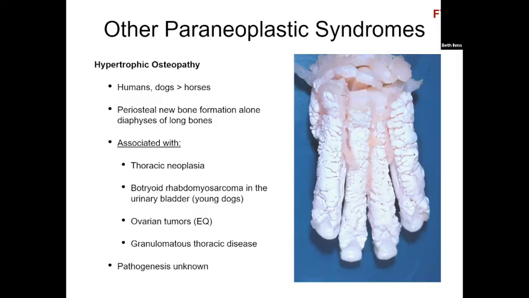Pathogenesis of this, no clue. I would love to do a PhD on this topic. I would love to know what causes this. It is associated with malignant disease in the chest, or severe granulomatous inflammation in the chest, but also random things like ovarian tumors in horses and this very specific urinary bladder tumor of young dogs. So no clue what causes this, but it's pretty crazy. This is painful. This might result in clinical lameness.